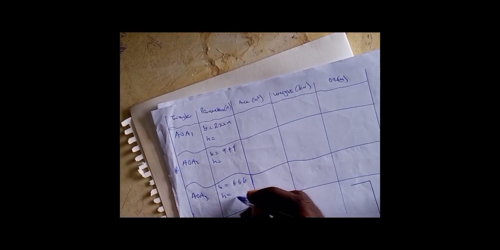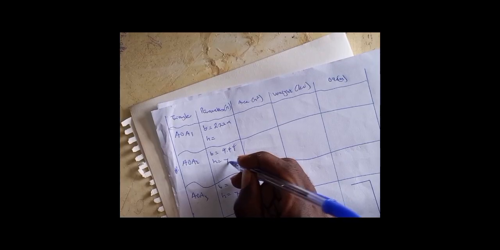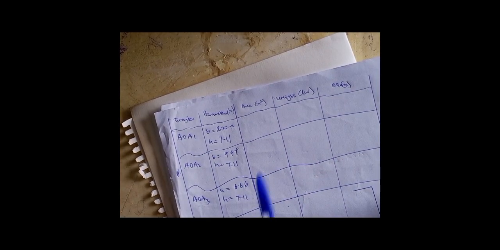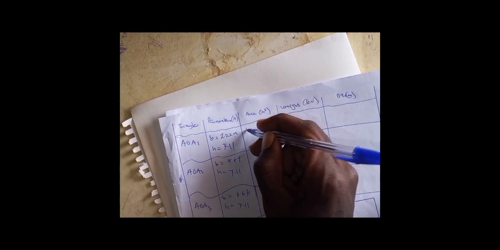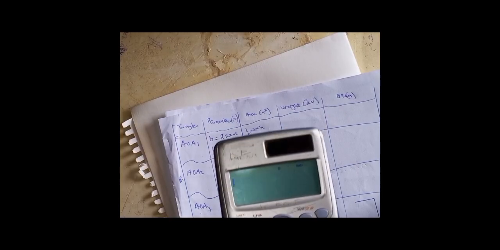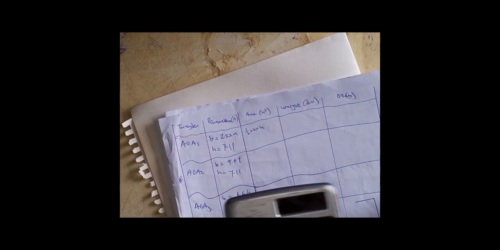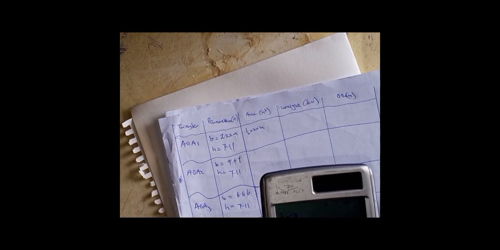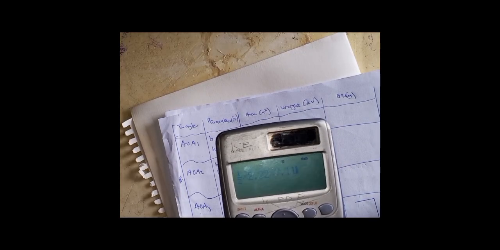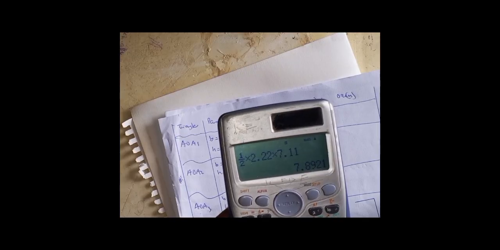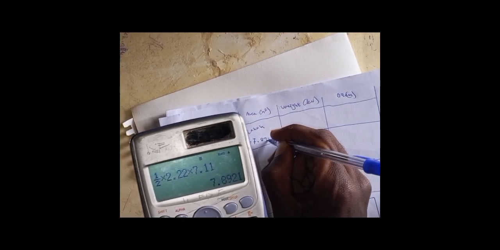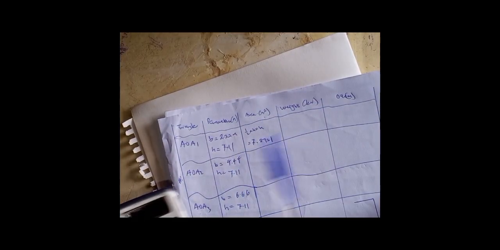So I have 7.11, 7.11, 7.11. Now from here, you just do computations. So you find area. You know that area is simply half times base times height. So we have half times the base, 2.22, times the height, 7.11. And that simply gives 7.8921. So we have the area 7.8921 in meters squared.